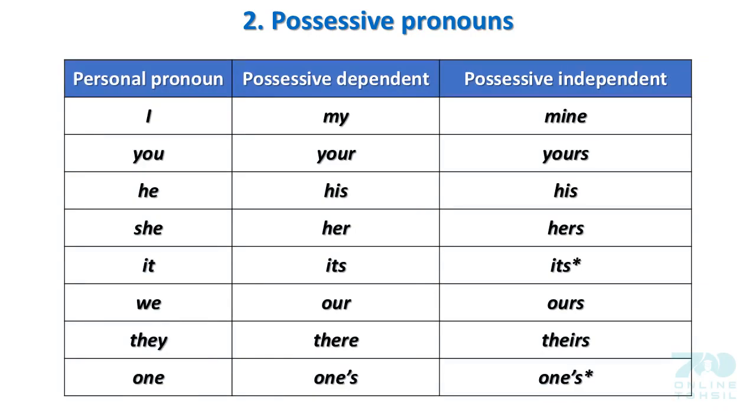Personal pronouns: I, you, he, she, it, we, they, one. Possessive dependent: my, your, his, her, its, our, their, one's. Possessive independent: mine, yours, his, hers, its, ours, theirs, one's.